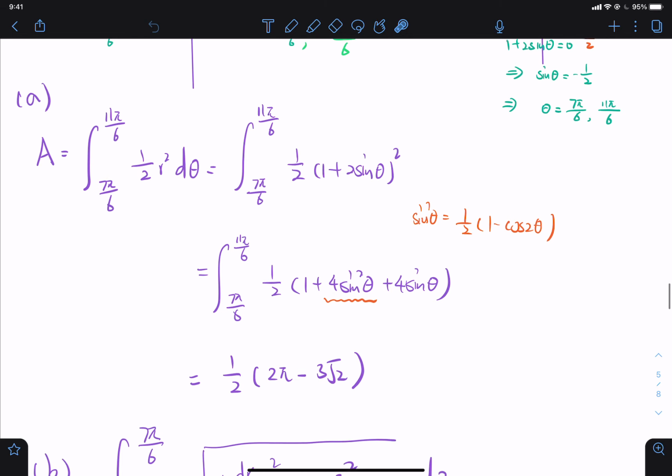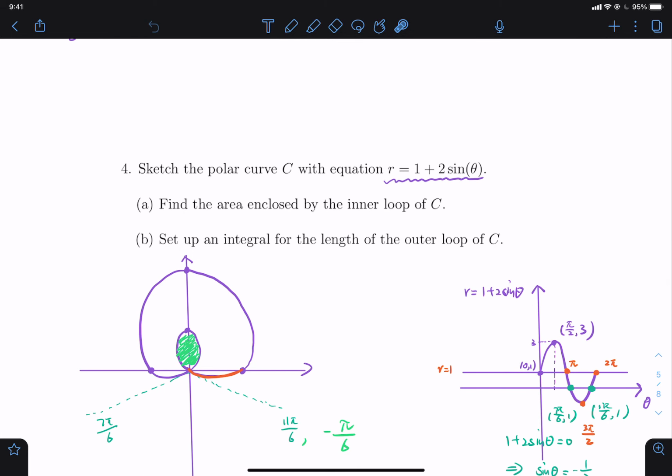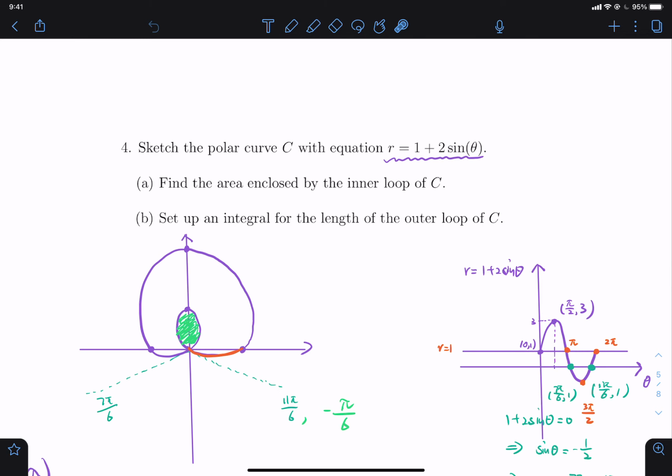Okay. And the second question is to set up an integral for the length of the outer loop. So to set up the integral, we just need to know the range of theta for the outer loop, right? So the outer loop is like that. You start here, right? Go back to here.